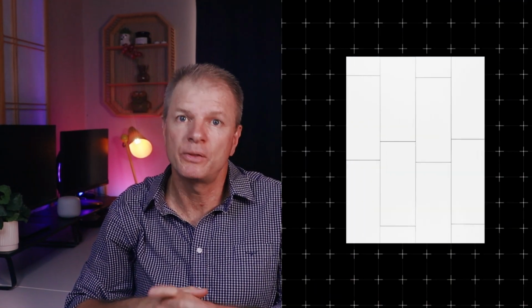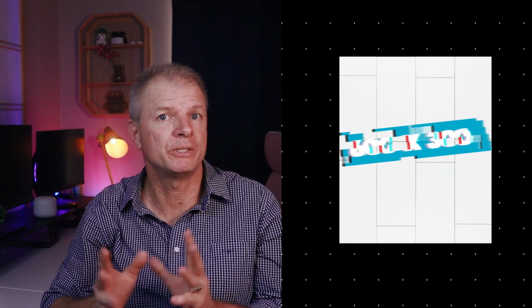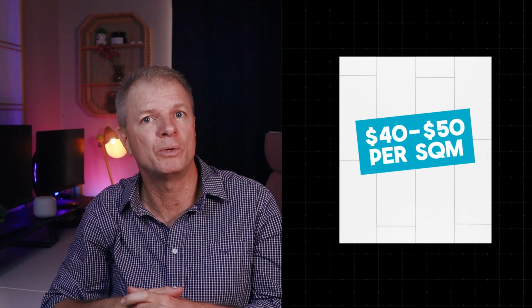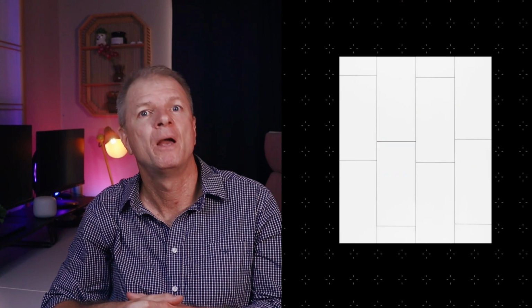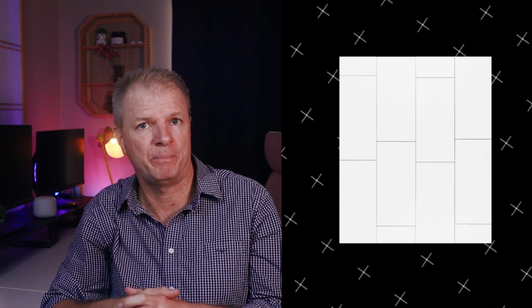Okay, so let's move on to select the remaining tiles. For the rear and side walls, I'll select a standard 300 by 600 white tile. This is a stock item supplied for as little as $40 to $50 per square metre. I've adopted a vertical quarter offset pattern, but horizontal alignment would work just fine.